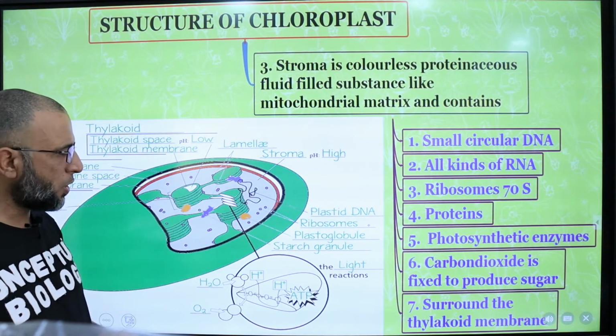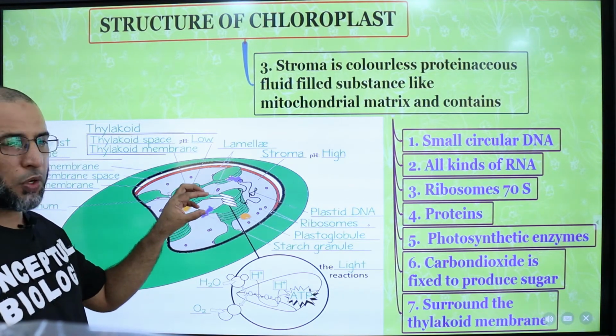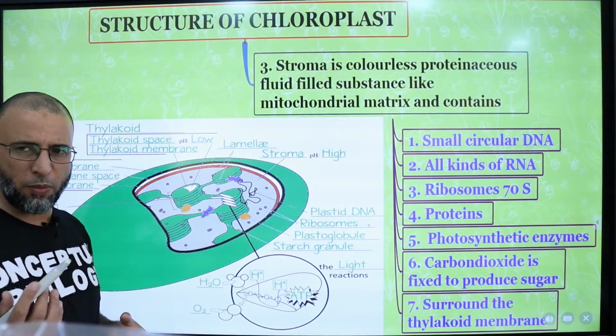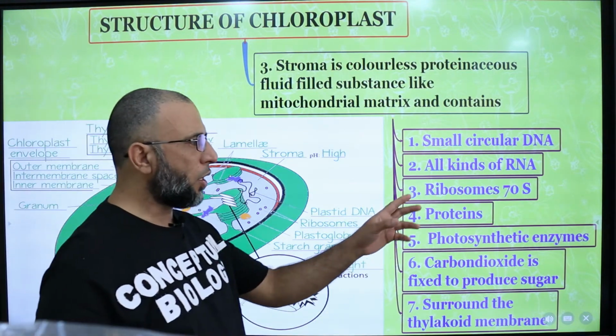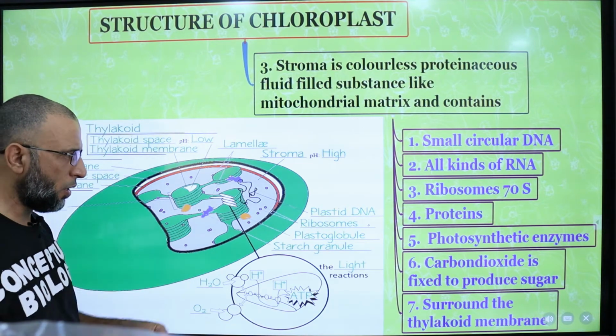Ribosomes are also present here, but these ribosomes are bacterial ribosomes. They are also known as prokaryotic ribosomes because they are comparatively small in size as compared to eukaryotic ribosomes. Eukaryotic ribosomes are 80S and bacterial ribosomes are 70S, which are present here in chloroplast.